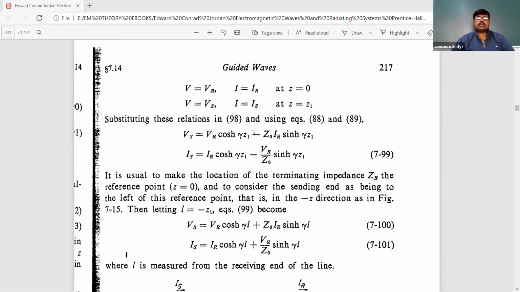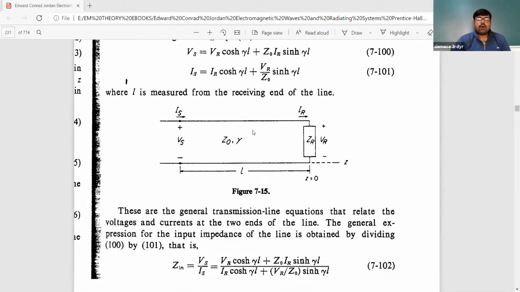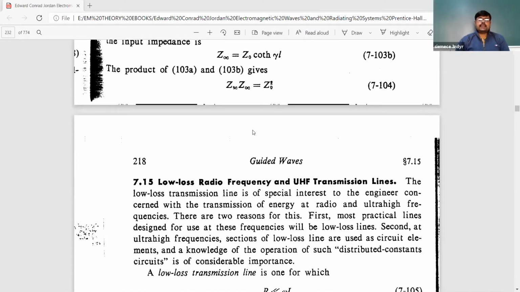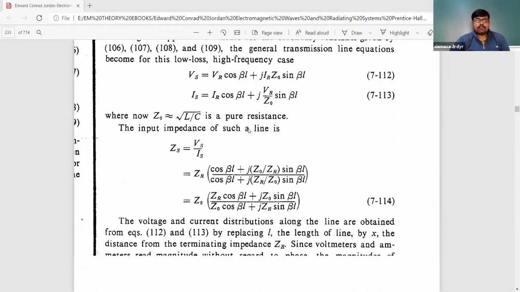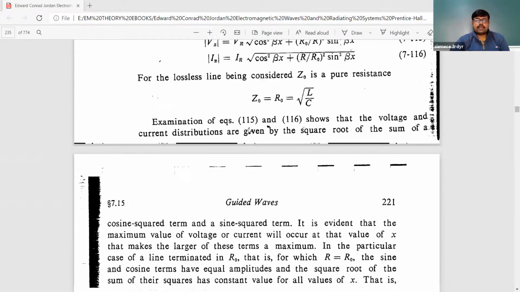In the first equation, equation number 7100, we have written the expression for Vs and Is. And Vs and Is we have associated with this Vr parameter as well as the Z0 parameter. And ultimately in equation number 7104, we have found this relation, that is the ultimate relation. What is the equation? ZSC into ZOC equals Z0 square. That is the expression we are getting. So depending upon this condition, we have defined the different figures.